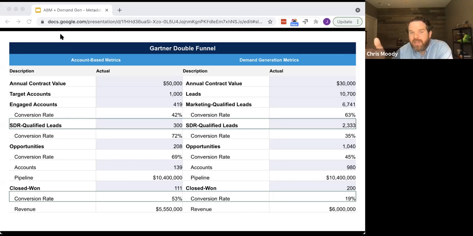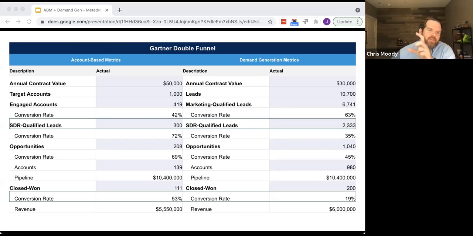So on the demand gen or volume side, we're always in contact mode: lead, MQL, SDR qualified lead or SQL, opportunity, closed one. On the account side, once we progress and get engagement at a target account, we do switch into talking about the contact. So that's why SDR qualified lead is highlighted there. We're trying to get to they're ready to talk to sales.